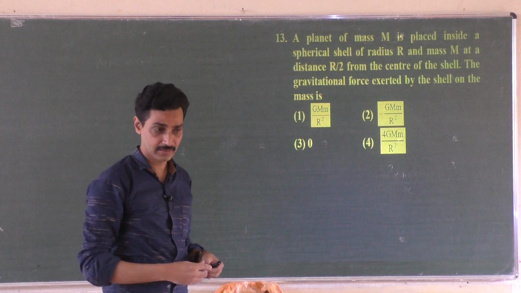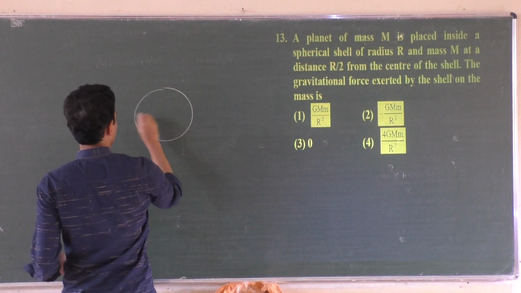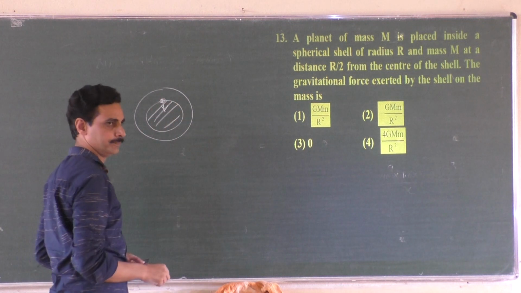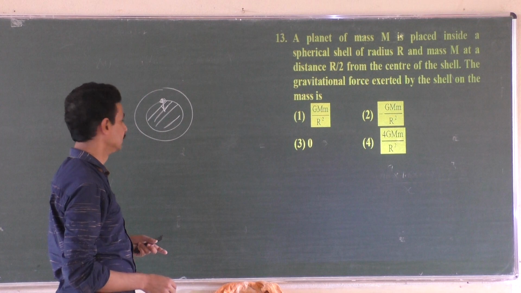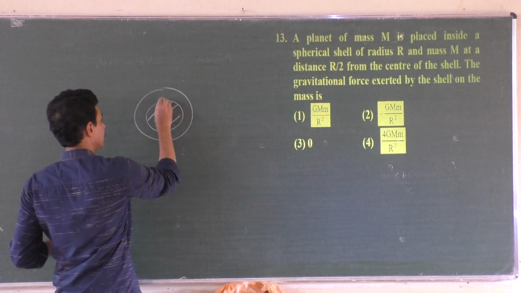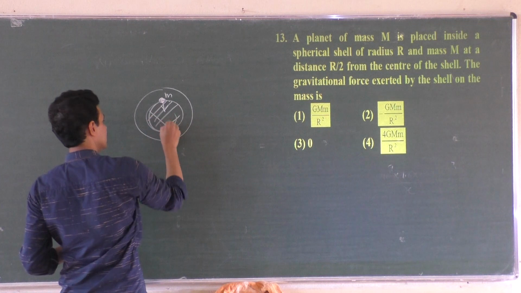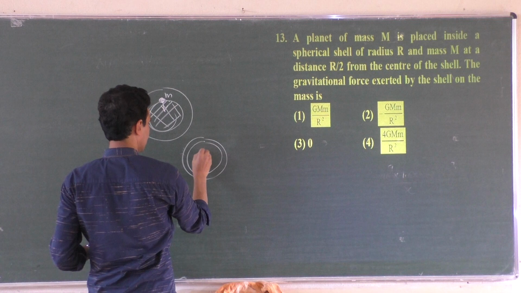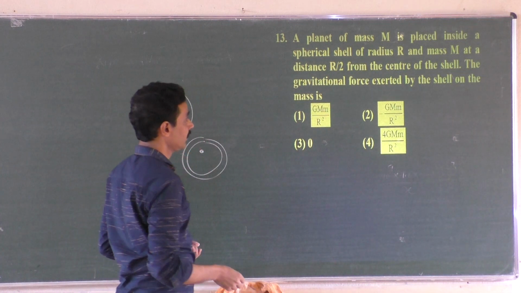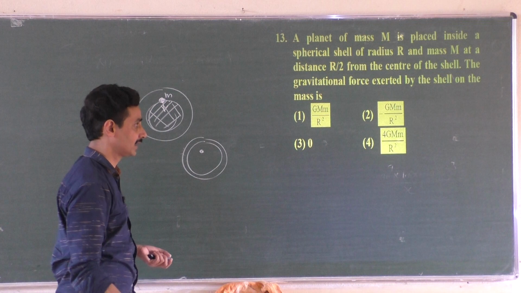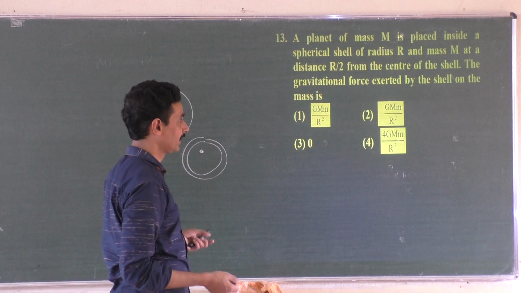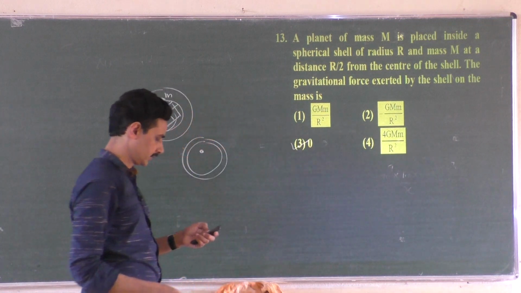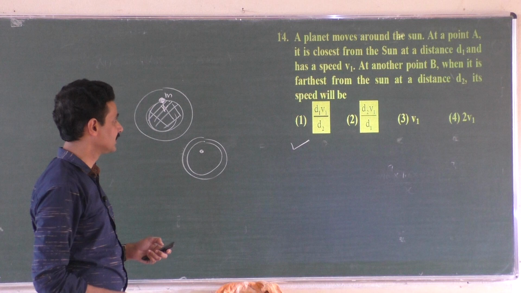Inside the earth there is a gravitational force, because when you go inside the earth to this much depth, this much amount of earth is attracting the body towards its center. On the ball of mass m kept there, this much of earth is exerting the force. But if it is a spherical shell and empty inside, there is no force. So a planet of mass m is placed inside a spherical shell of radius r and mass M at a distance r by 2. R by 2 means it lies inside the shell, so the gravitational force exerted is 0. There is no force on that planet kept inside the shell.